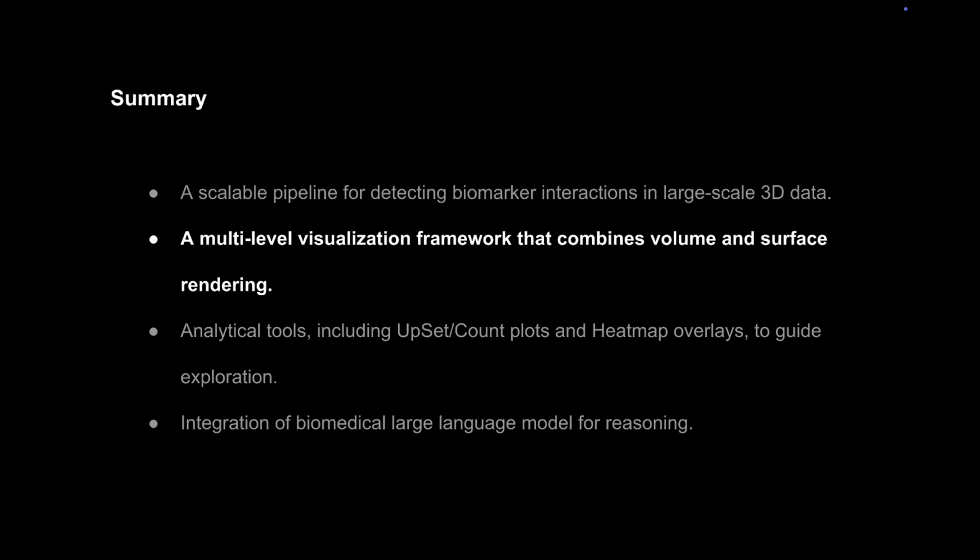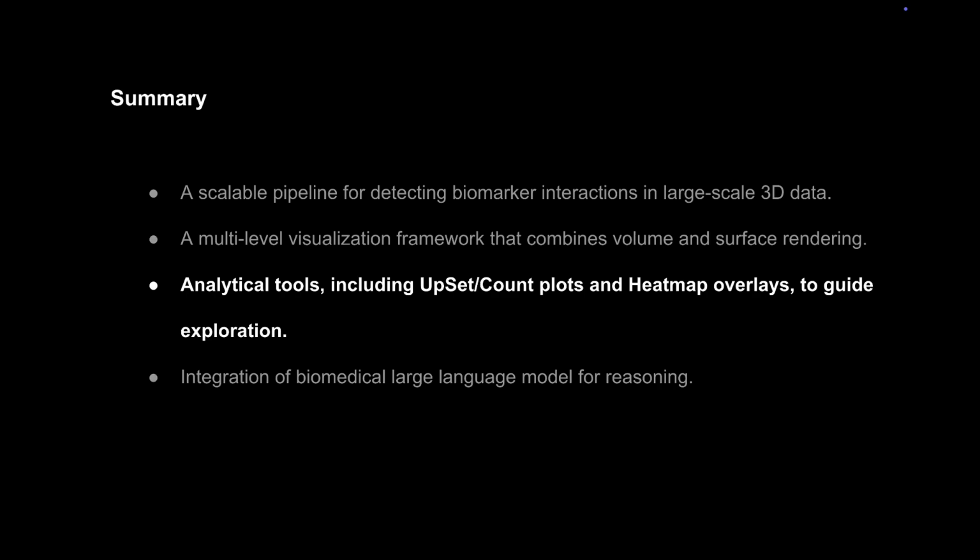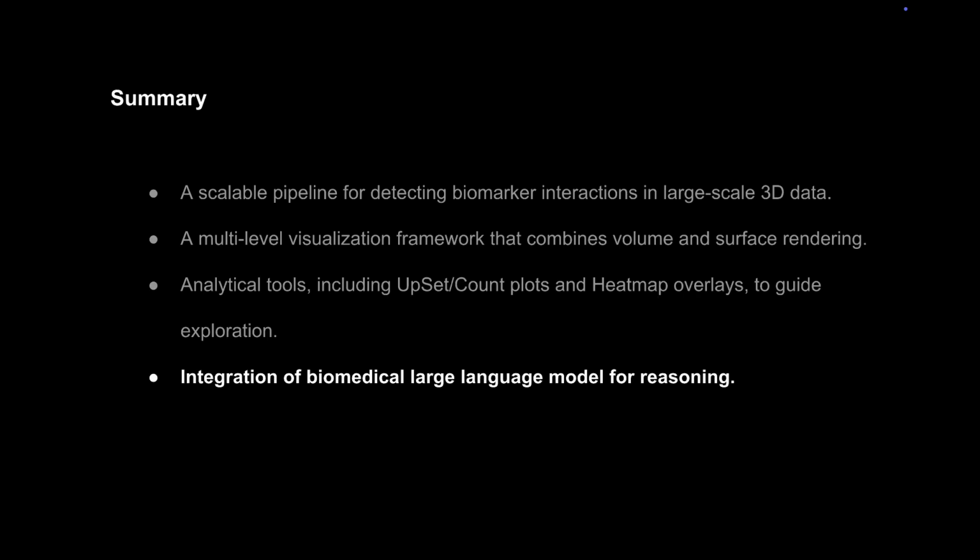We combine volume and surface rendering with tools like upset plots and heat maps to explore the data. By tiling the volumes, we can spot co-expressed proteins from overview down to cellular detail. Right now, spatial binning limits detail, but in the future we'll use cell segmentation and deep learning for more precise analysis and interactive search.